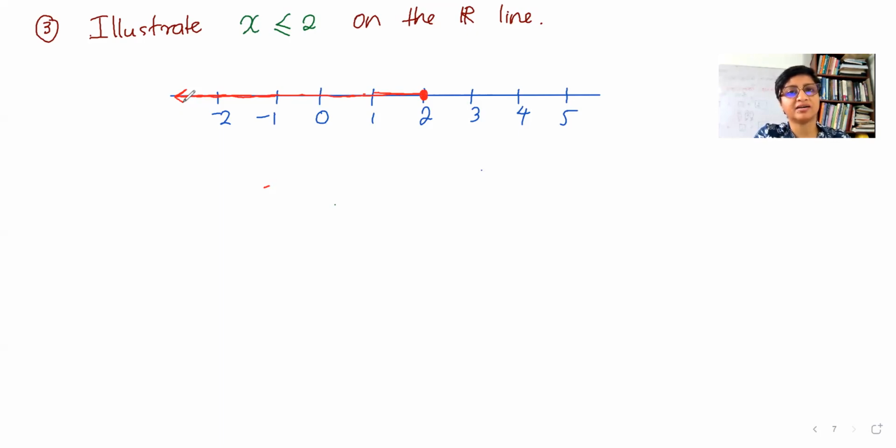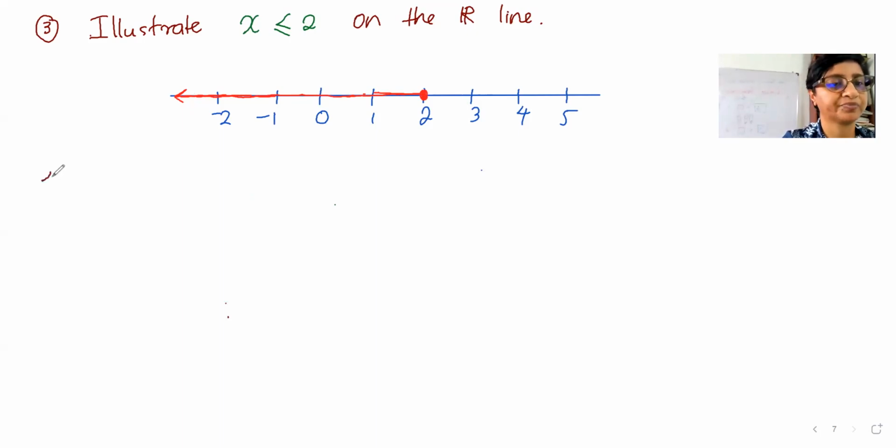Clear so far? These are things that you have done before. Here's the next. And we are going step by step. We are looking at more complex conditions.